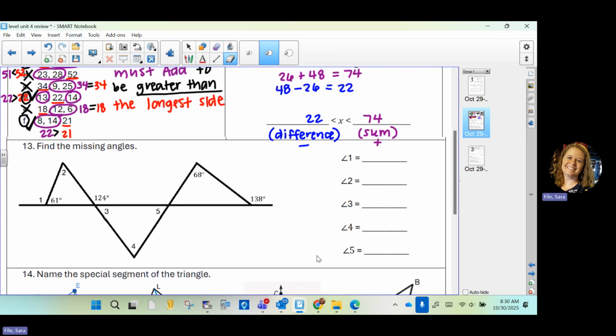All right, in 13, we've got this image. Did we have one kind of like this on the quiz? Yes. So we've looked at this before. So let's try it again. Okay, so we've got angles 1, 2, 3, 4, and 5 are missing. We want to know what those are. So we have to use what we know about angle relationships and triangles, which the big one that you need to know is the triangle angle sum theorem. What do the three angles of a triangle always add to?